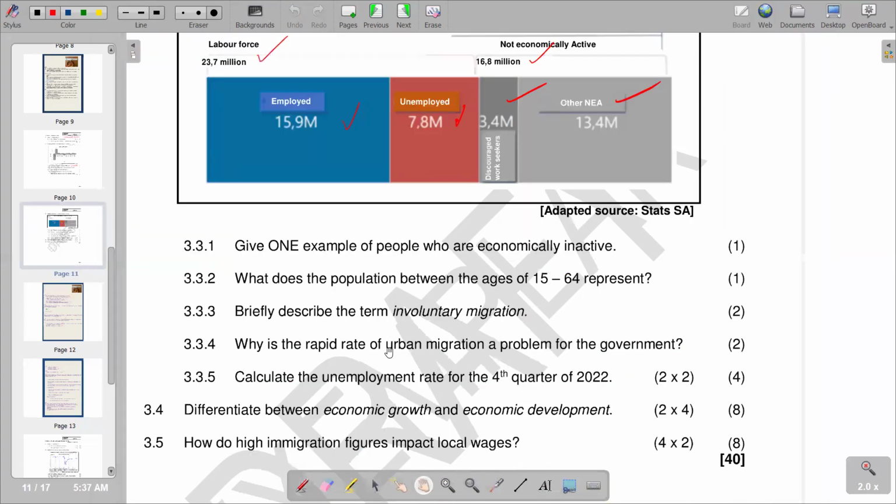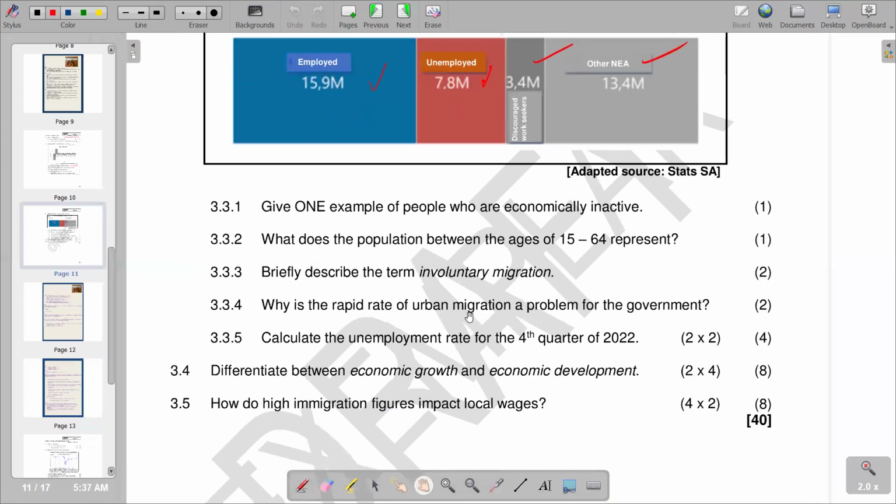Can we go to the next one, 3.3.4, which reads, why is the rapid rate of urban migration a problem for the government? A rapid rate of urban migration means that we are going to have more people moving into the urban areas. So why is it a problem for the government? Obviously, we are going to notice that in those urban areas there will be overcrowding, and that overcrowding is going to be a problem so that those people can be accommodated.